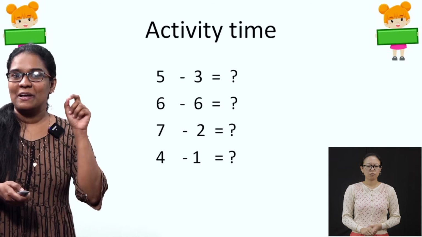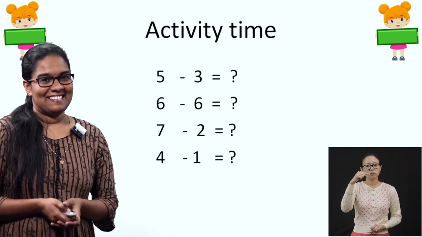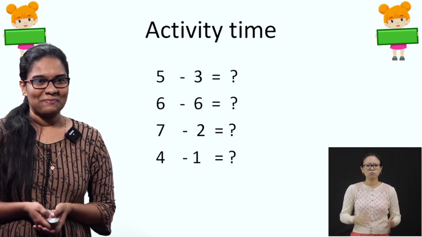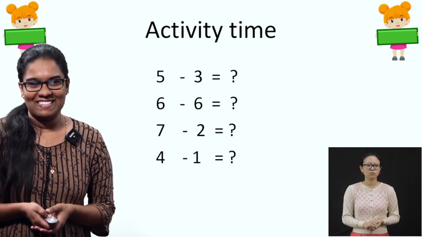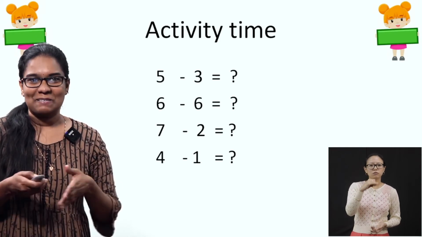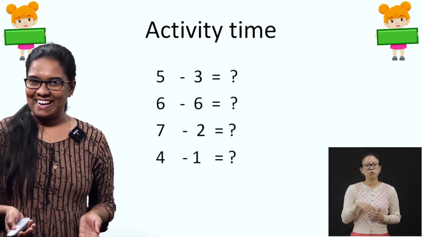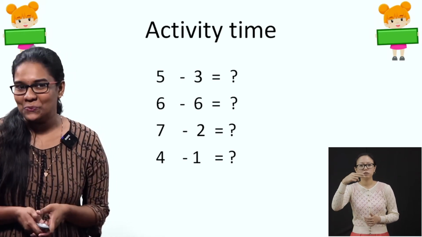Okay? Next is 6 minus 6. Which one is the bigger number? Yes, 6 and 6 are the same numbers, right? So, 6 minus 6 is 0. Nothing. Right.